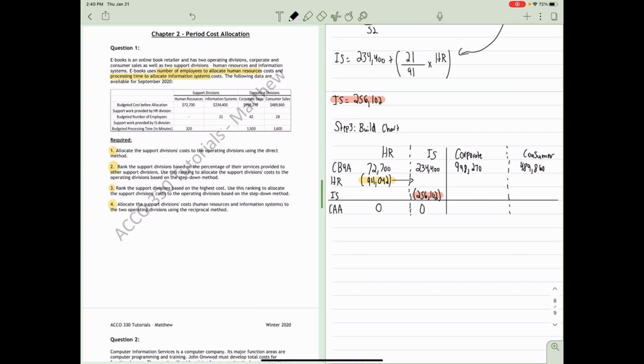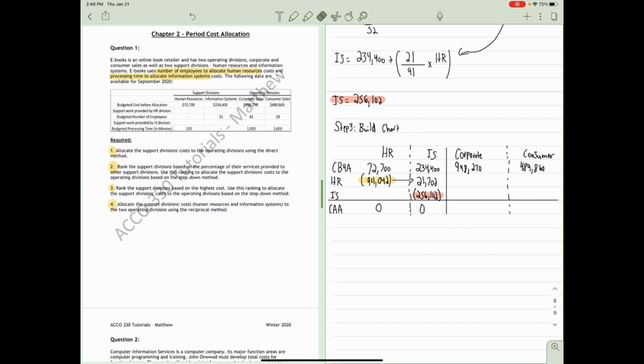And I'm going to ask myself, 234,000 plus what gets me to 0, right? So I'm going to do 256,102 minus 234,400. So you're going to see here that you get 21,702. Okay? 21,702.